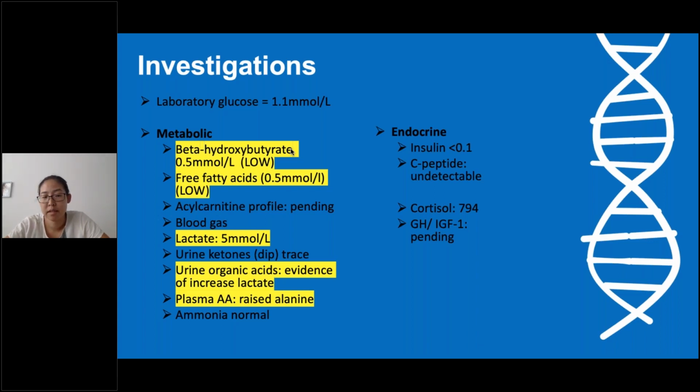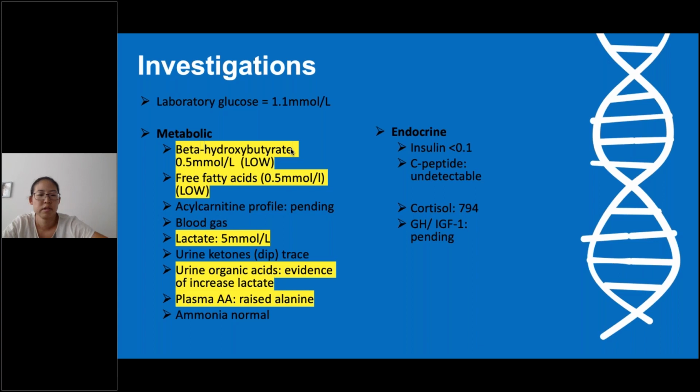So I would expect to see low free fatty acids and low beta hydroxybutyrate. The reason being is his fasting tolerance is so short. He doesn't even have time to mobilize his free fatty acids. So this is a normal reading. It doesn't mean that he has problems mobilizing it. It's just that his fasting tolerance time was 2 hours, so there's really no time. So this is appropriate for the context of his hypoglycemia.